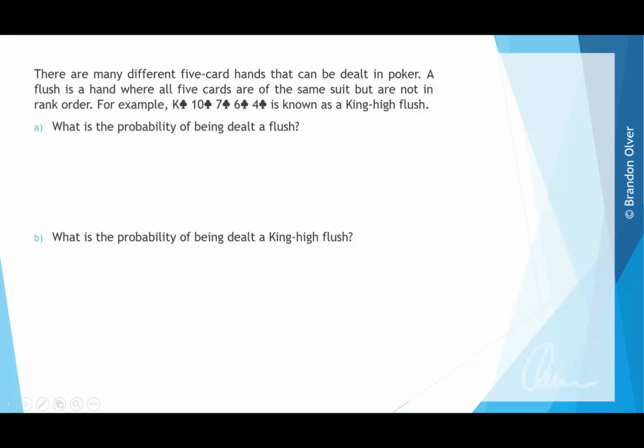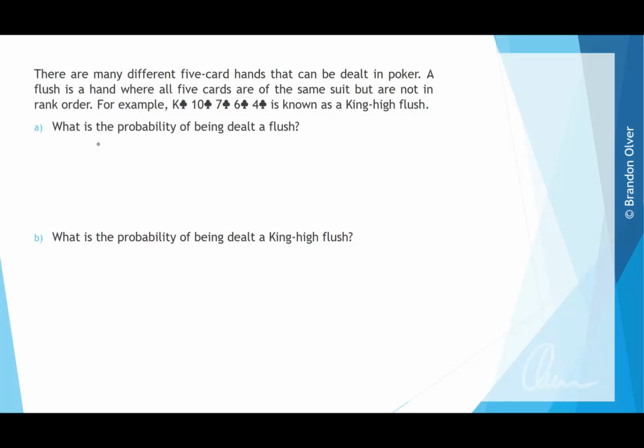There are many different 5-card hands that can be dealt in a game of poker. A flush is a particular hand where all 5 cards are of the same suit but are not in rank order. For example, the King, 10, 7, 6 and 4 of clubs is known as a King High flush. For part A, we're asked what is the probability of being dealt a flush.